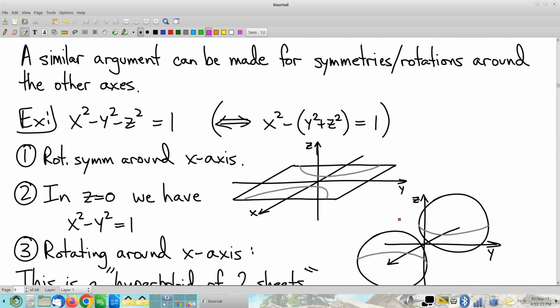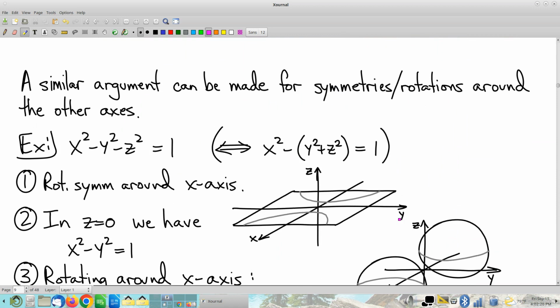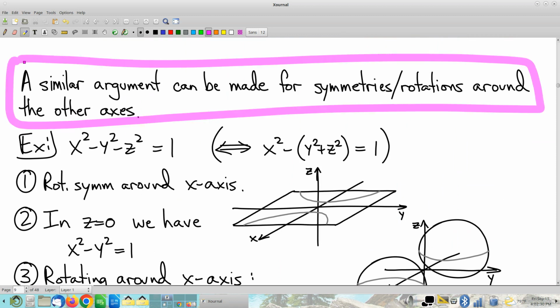Third example. Now this one's going to be a little bit different. I'm going to appeal to your intuition that there is a similar argument that you can make if you want to talk about rotations around other axes. So everything that we've seen so far was around the z-axis. Well, there is a similar theorem about rotational symmetries around the x-axis, and a similar one around the y-axis. And I'm going to leave this as an exercise for y'all because I think this is healthy.